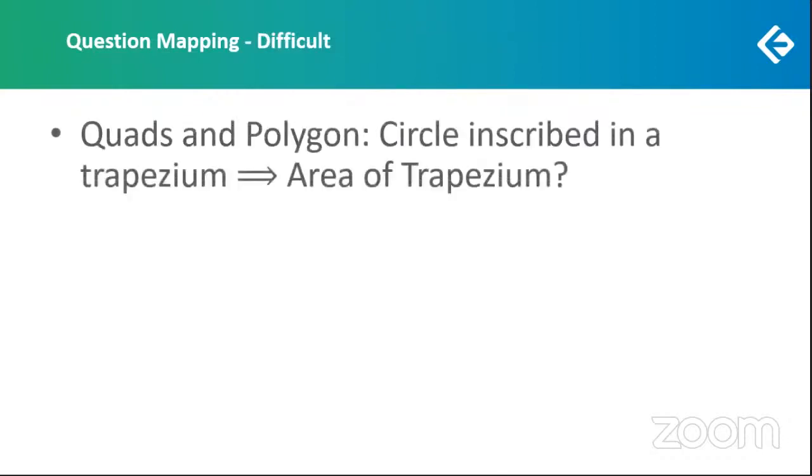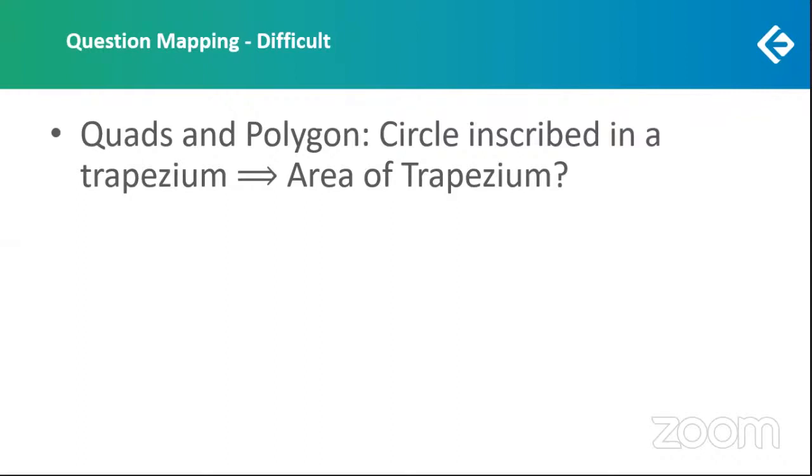Coming to question mapping of difficult level questions, there was a question on quads and polygons wherein a circle was inscribed in a trapezium and one had to find the area of the trapezium. The radius of the circle was given. In such questions, one needs to understand that if a circle is inscribed in a trapezium, it has to be an isosceles trapezium.